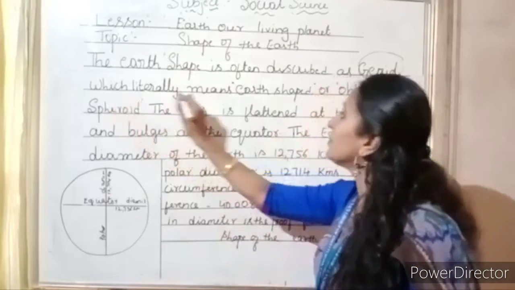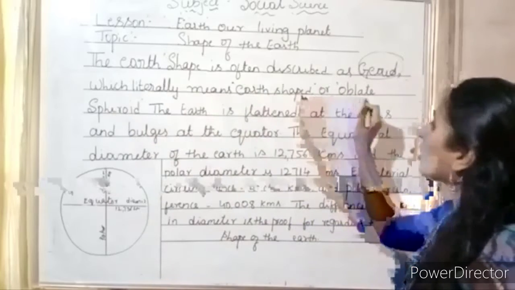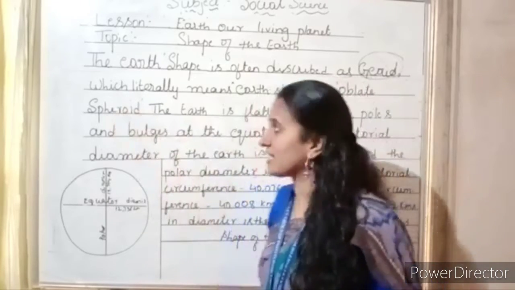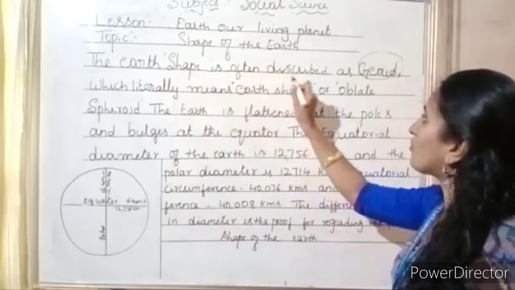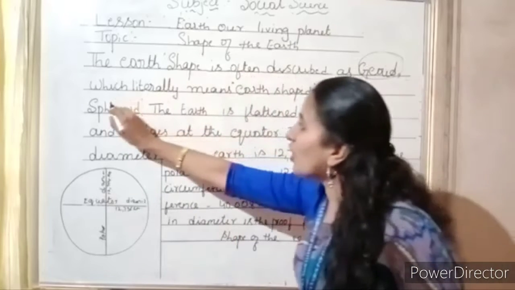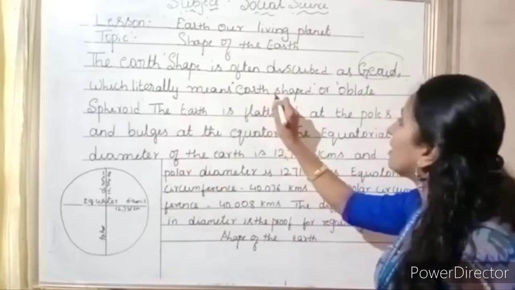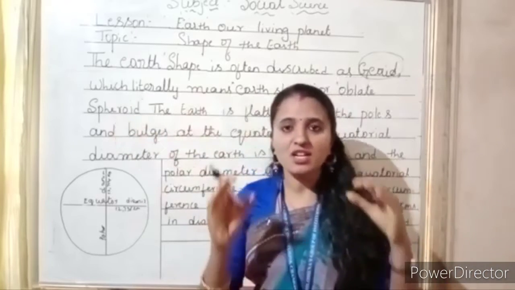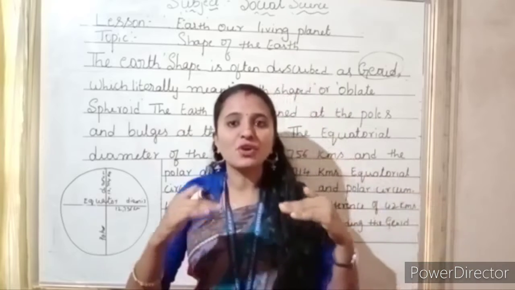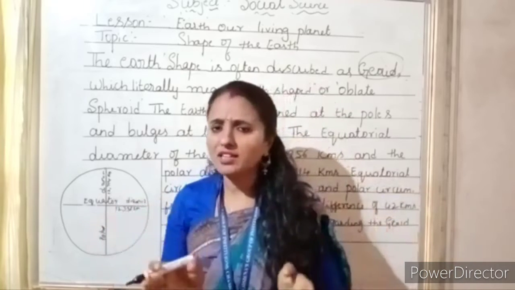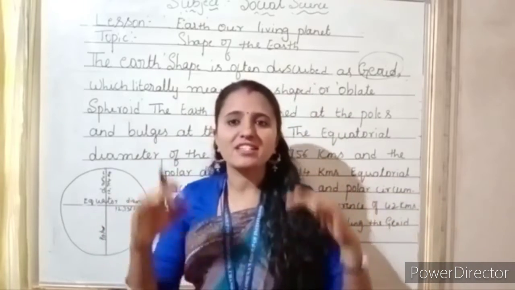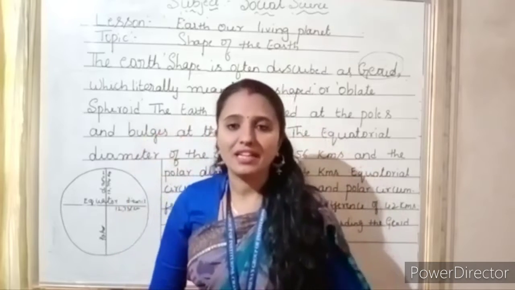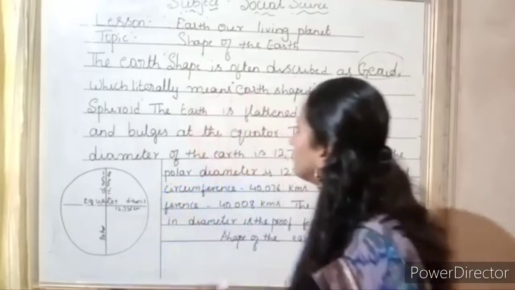Which literally means Earth-shaped, or an oblate spheroid. They say oblate spheroid. So the Earth's shape is often described as a geoid, which literally means Earth-shaped or oblate spheroid. We commonly observe that the Earth looks flat, but the Earth's shape is not flat. It is a geoid shape. How is it a geoid shape? What is that? Let us learn one by one.